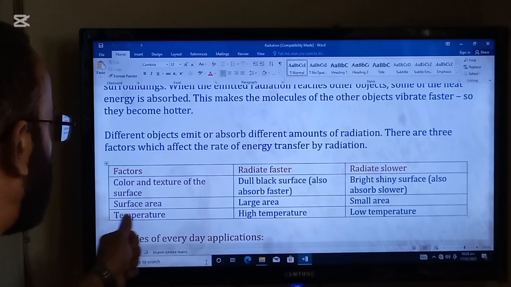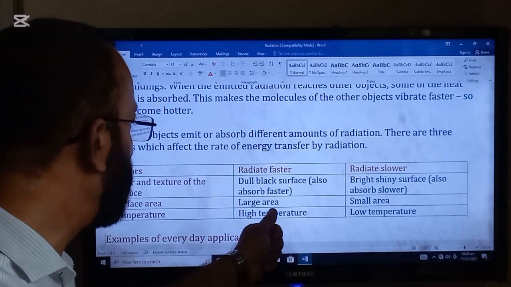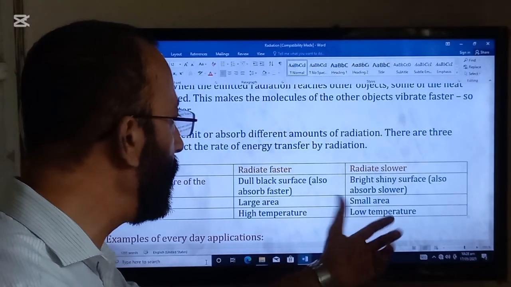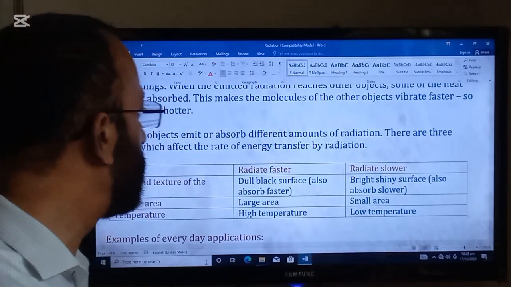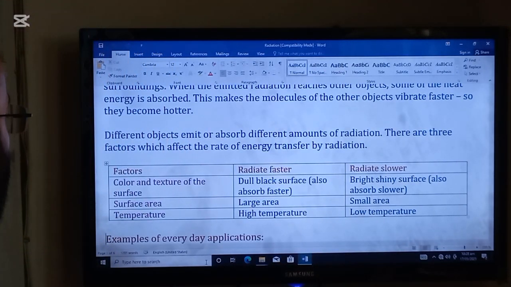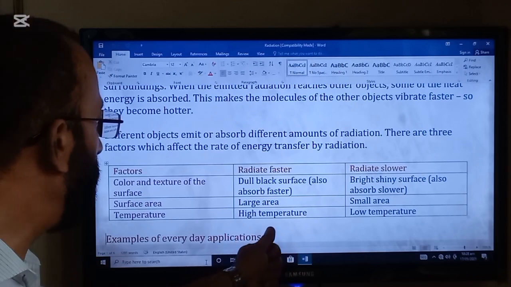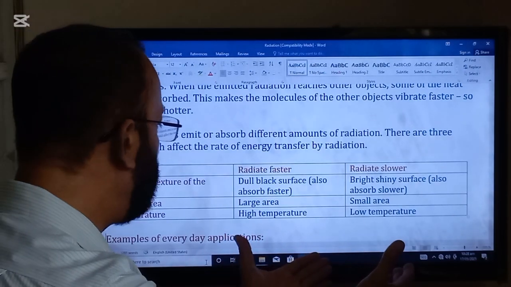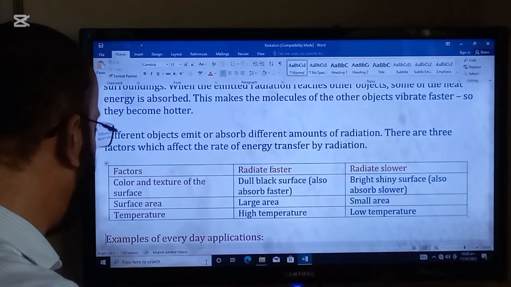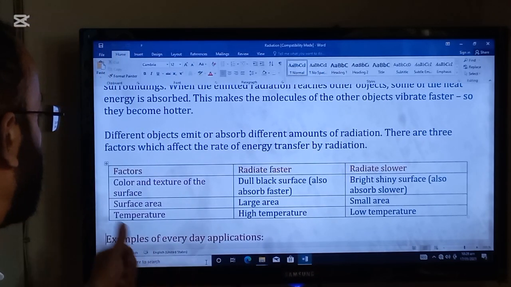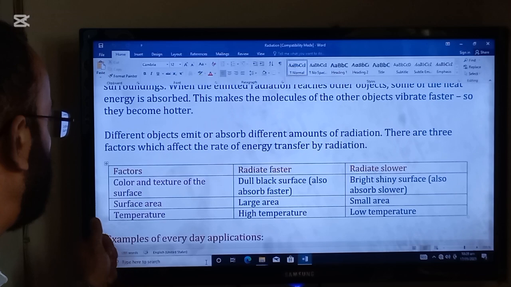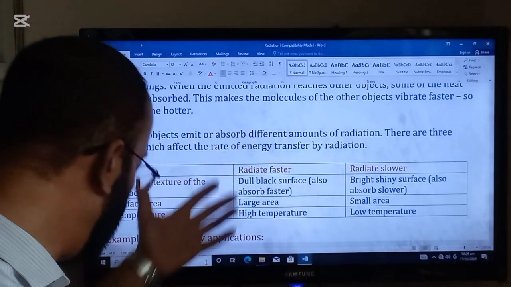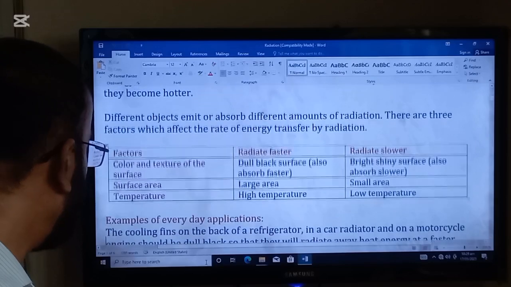The next factor is surface area. A large area absorbs more and a small area absorbs heat slower. The third is temperature: the higher the temperature, the more heat will be absorbed, and the lower the temperature, the less heat will be absorbed. So these are the three factors which affect radiation: color and texture of the surface, surface area, and temperature.